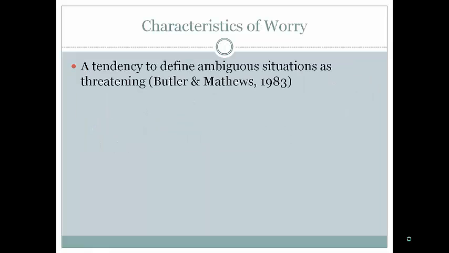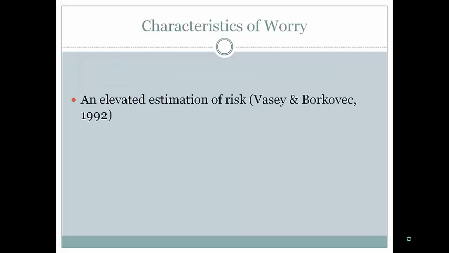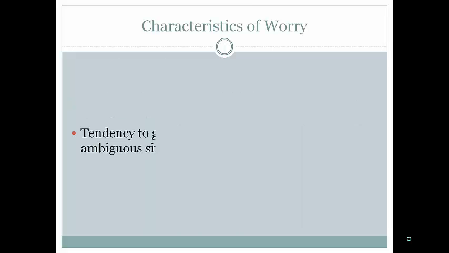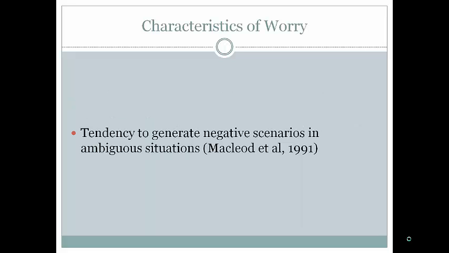So people who have GAD or a lot of worry tend to find ambiguous situations threatening. They have an elevated estimation of risk. They tend to generate negative scenarios in ambiguous situations. A nice example of this is something that I do. I think I'm telling you all about my own psychopathology, but we all have symptoms of all of these disorders.